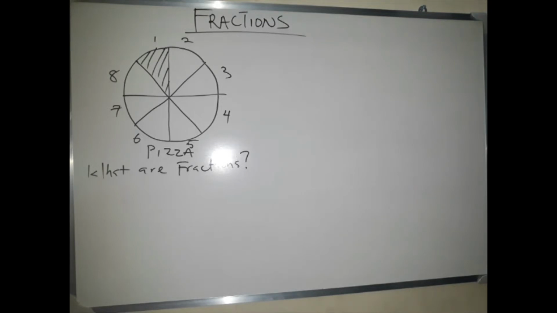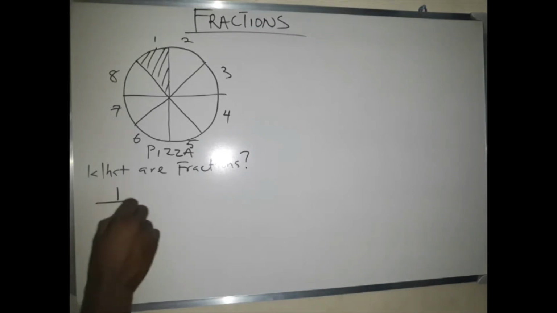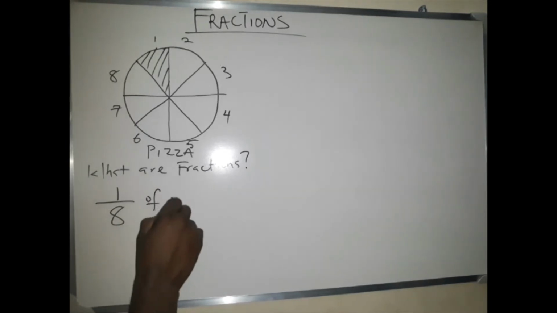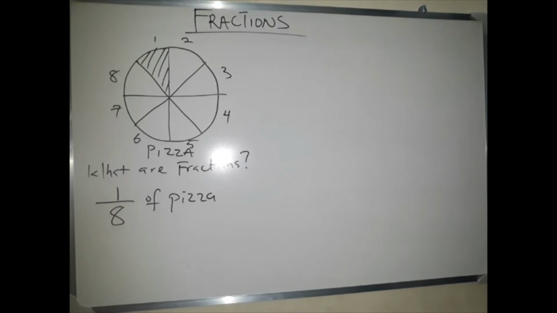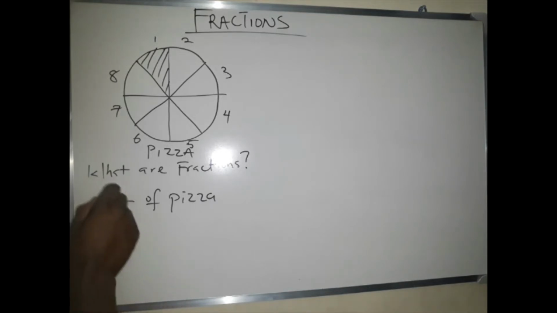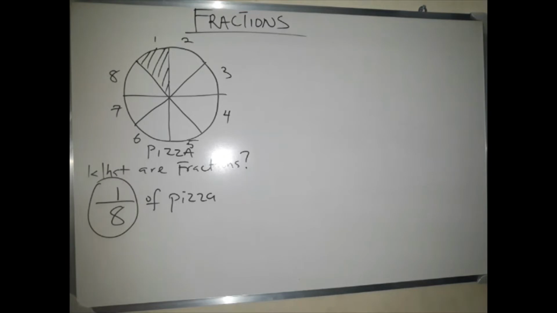By taking one slice out of the pizza, you can say that you have taken 1 out of 8 of the pizza. So this expression 1/8 is what we refer to as a fraction. We write it like that because the pizza has 8 slices and you have taken just 1 out of the 8 slices.